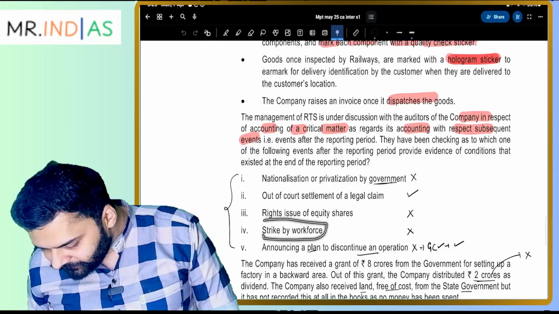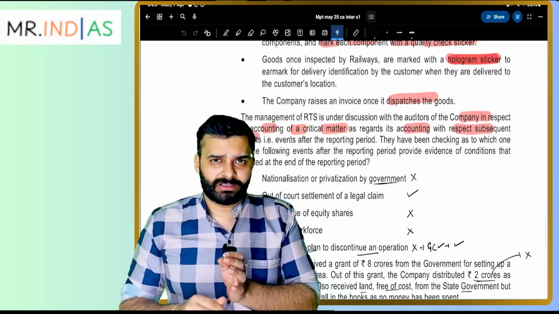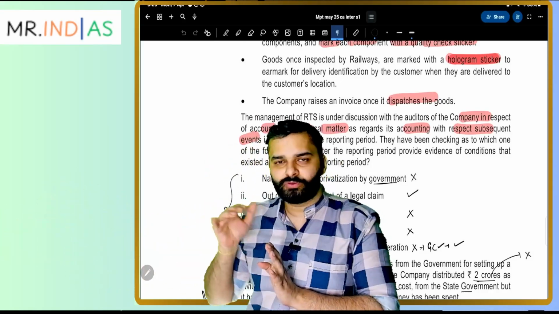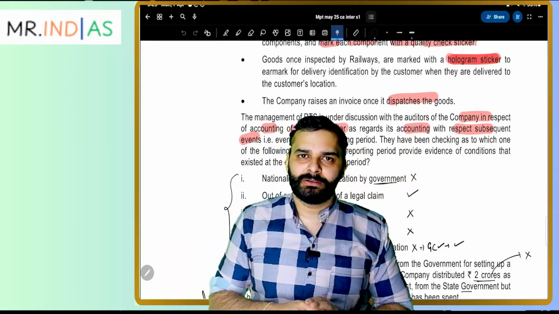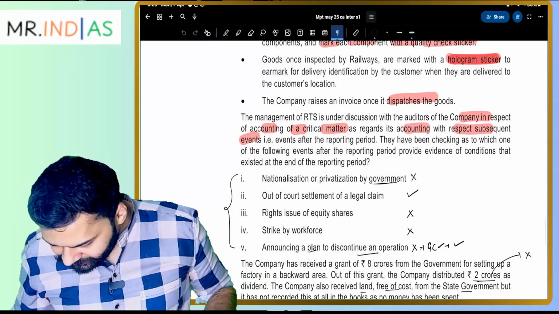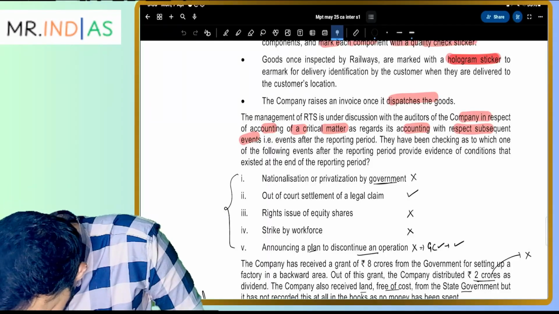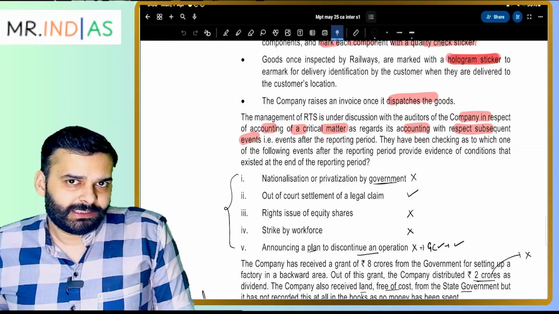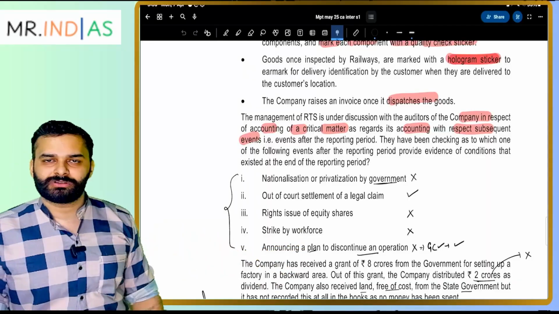Strike by the workforce. If the workforce in your organization strikes on 5th of April or May or June or any date before the approval of accounts, it doesn't give any evidence that the strike could have happened on 31st of March. So the strike by workforce is also a non-adjusting event. Announcing a plan to continue an operation also doesn't give rise to evidence that existed at the balance sheet date. Hence it is also a non-adjusting event.